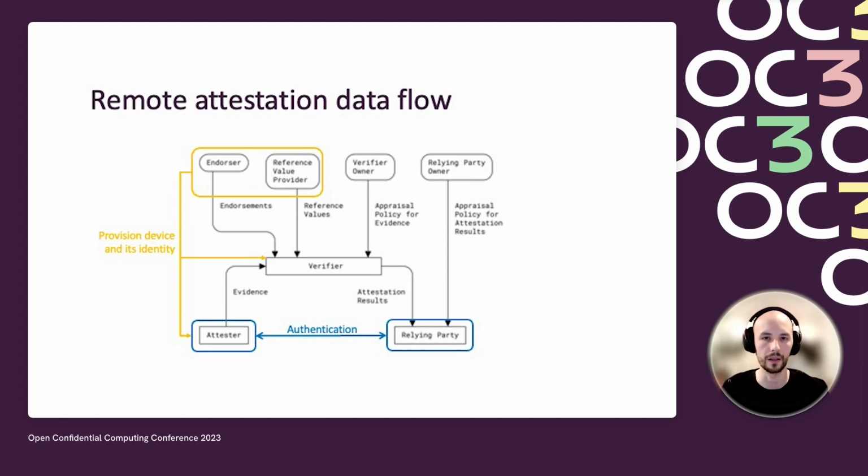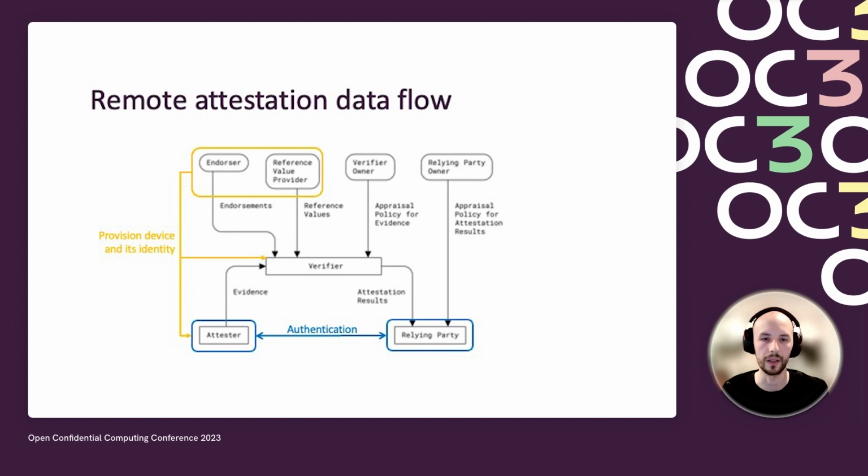And instead, there is an intermediary, the verifier, which consumes the attestation evidence produced by the attester and then emits attestation results after it appraises that attestation evidence. And the verifier does this by using what amounts to a supply chain of metadata provided by the entities on the upper side of this diagram.